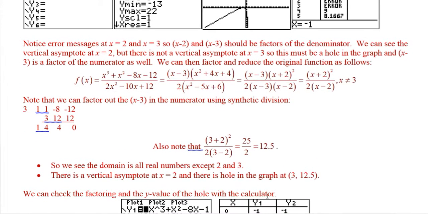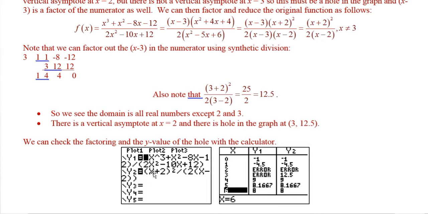So we can check that in our calculator down here by putting in the reduced version, which is what I have here for y2. Notice that that agrees exactly with y1, so we see that our factoring was done correctly. And I said it agrees exactly, but it does not agree at 3. At 3, we have an error in the original one, dividing by 0, 0 over 0 when you plug in. But in the reduced version, if we plug in 3, we get 12.5. So that means that the point (3, 12.5) is a hole in the graph, a removable discontinuity. In other words, the limit as x approaches 3 of this function is 12.5, or 25 halves.